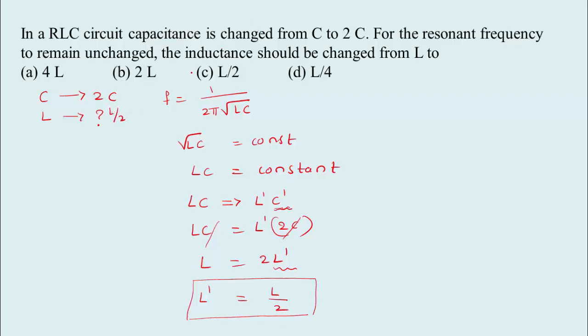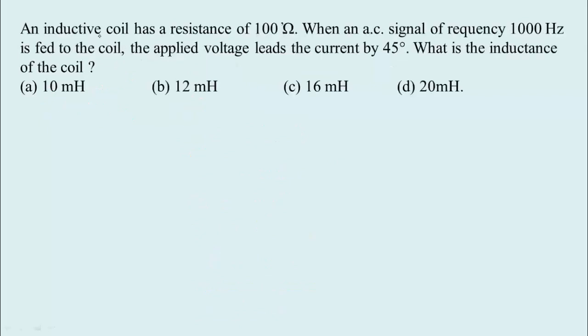That is option C. An inductive coil has a resistance of 100 ohm. When an AC signal of frequency 1000 Hz is fed to the coil, the applied voltage leads the current by 45 degrees. What is the inductance of the coil? See here, an inductive coil has a resistance of 100 ohm. That is inductive reactance.